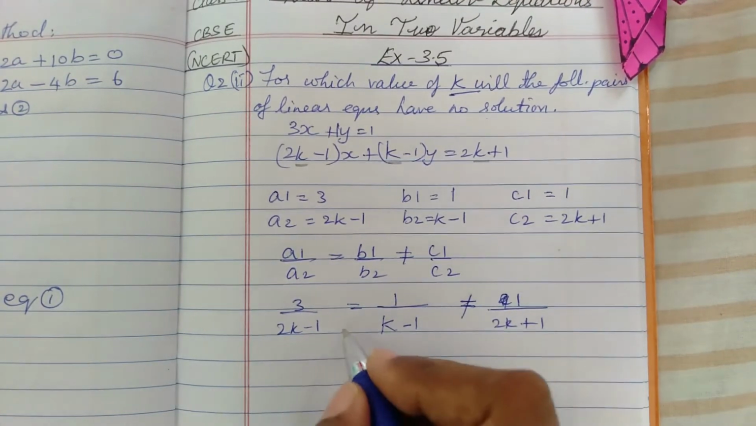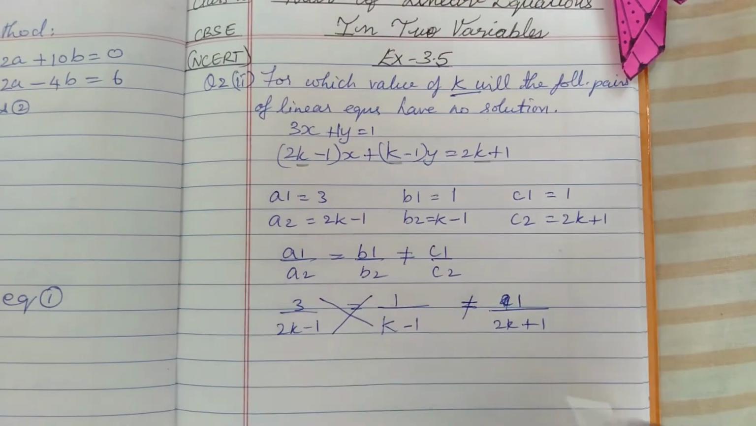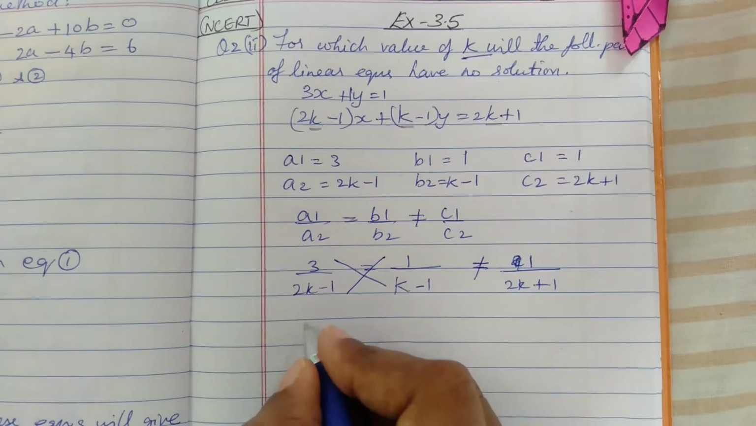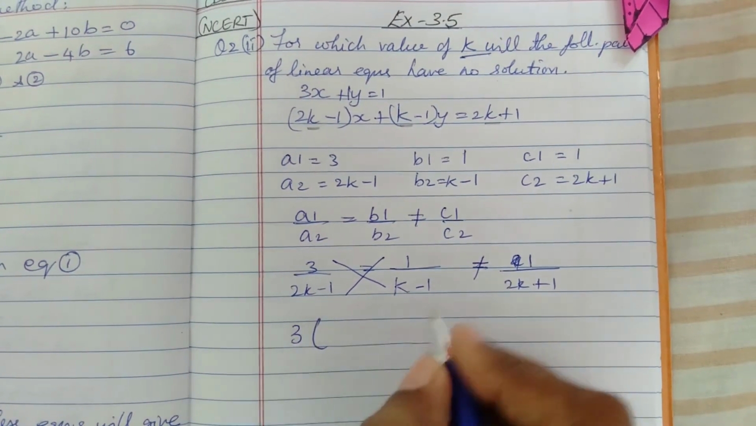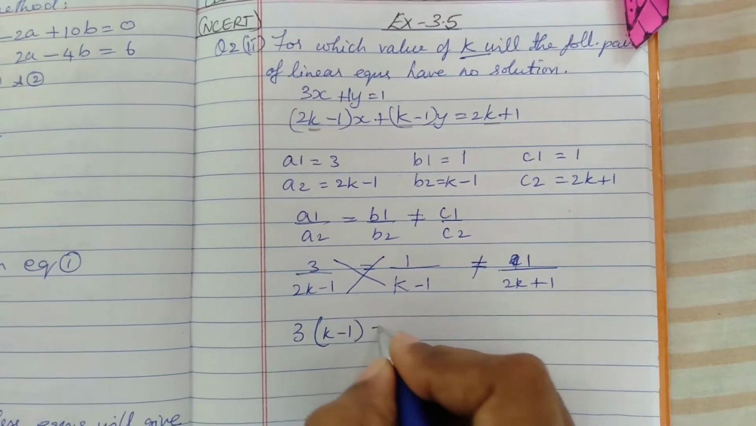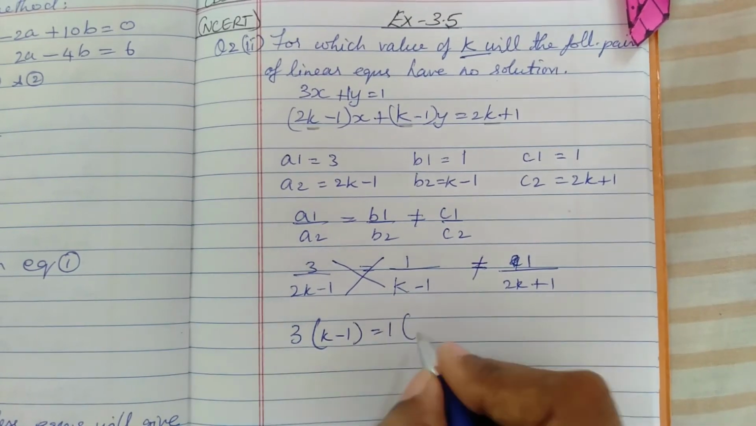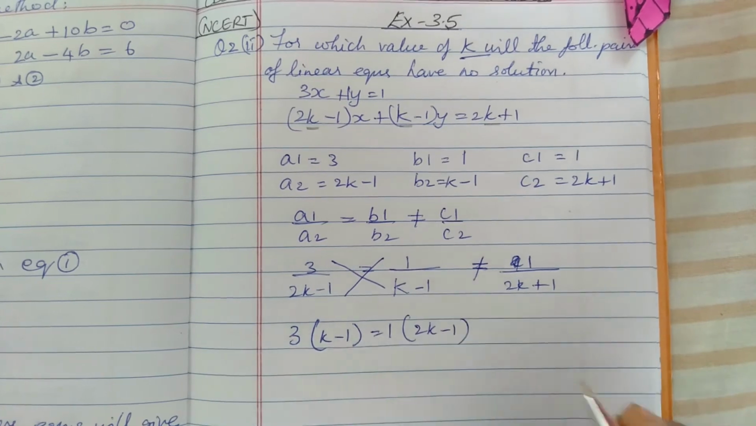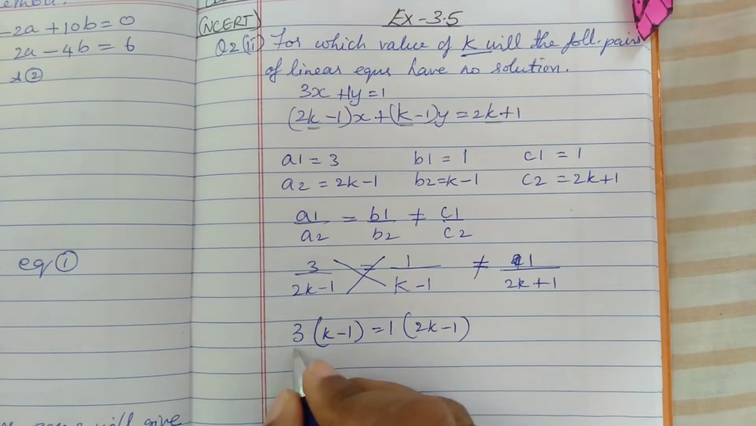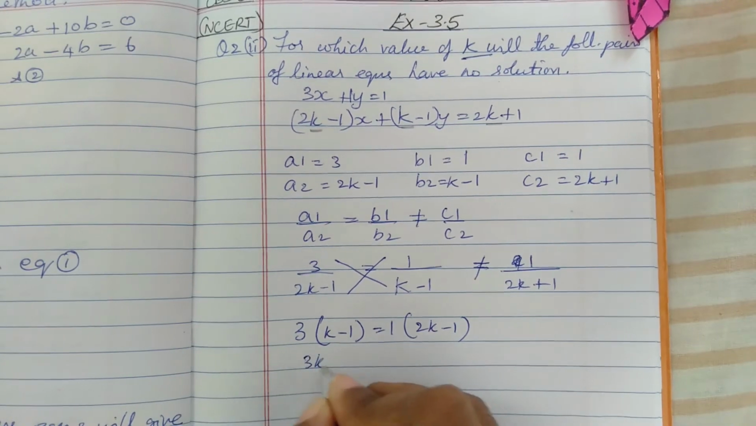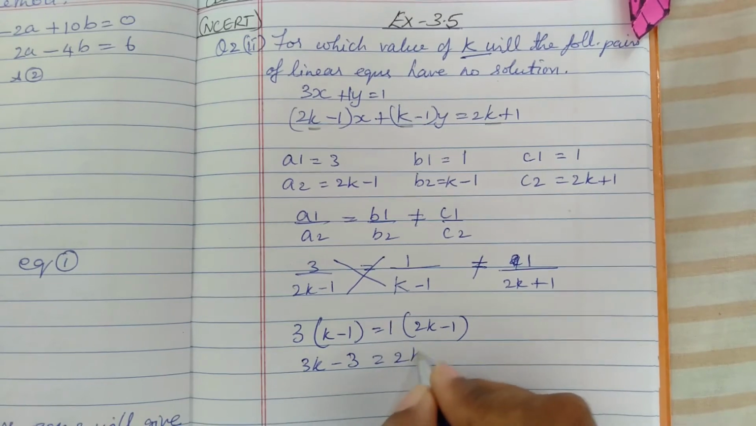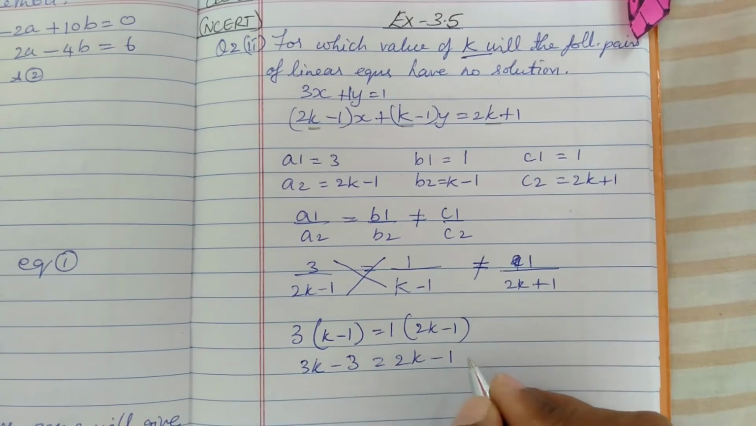Now here we can multiply the first part and see. 3 will remain here and k minus 1 will move there, so it will become a multiple. So 3 into k minus 1 is equal to 1 into 2k minus 1. Here we have to multiply the two terms using 3. So 3 into k is 3k, minus 3 into 1 is 3, is equal to 1 into 2k is 2k, minus 1 into 1 is 1.